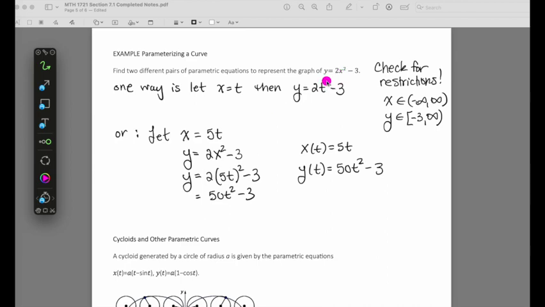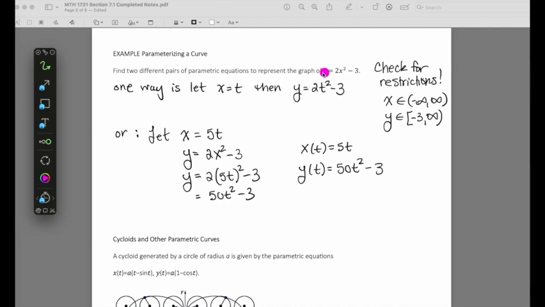However, if we had the case where, for example, Y is equal to the square root of X, and we said let X be equal to T, where T could be anything, then potentially we could be getting negatives under the square root. So when you set up your equations in parametric form, make sure that you are restricting your T in such a way that you're getting values of X that can be plugged into the equation.